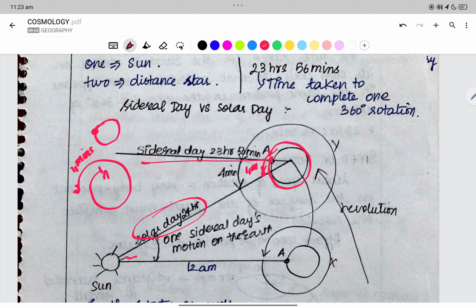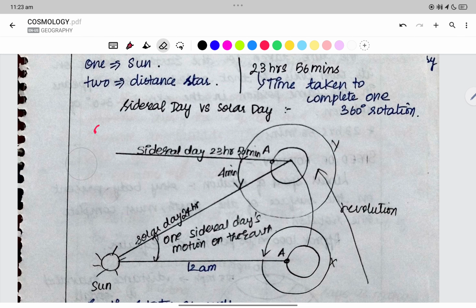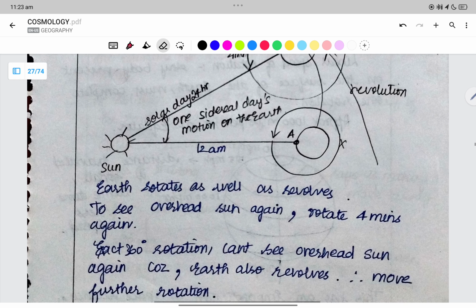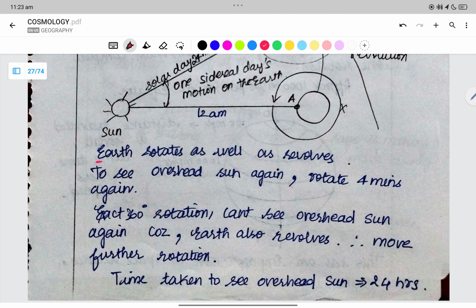So from point A to point B, this is the solar day and this is the sidereal day. The difference between these two is 4 minutes. The Earth rotates as well as revolves. To see the overhead Sun again, we have to rotate another 4 minutes. Then only we will get the Sun.